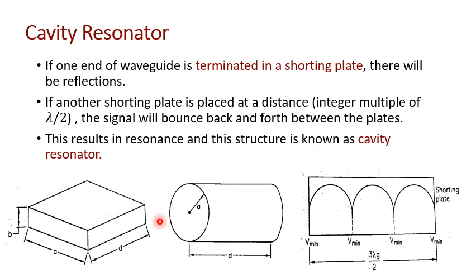Here you can see there are two types of cavity resonators. This is a rectangular cavity resonator and this is a circular cavity resonator. You can see the presence of standing waves when the distance between the shorting plates is 3 lambda g by 2.